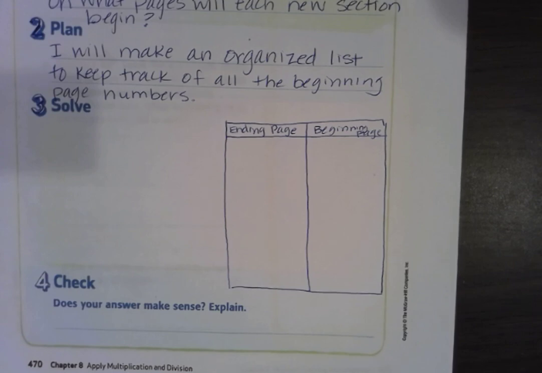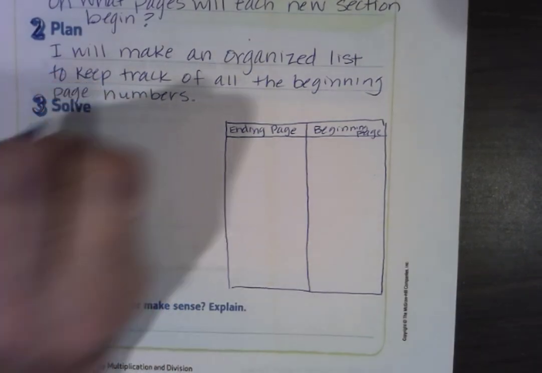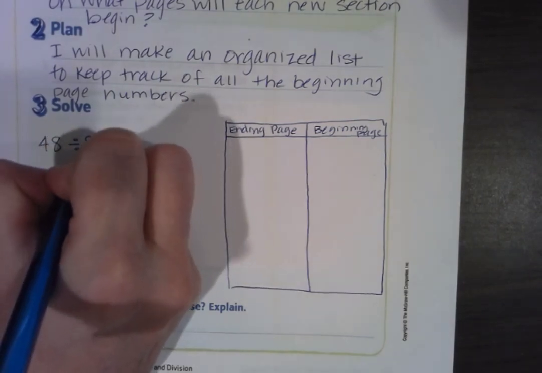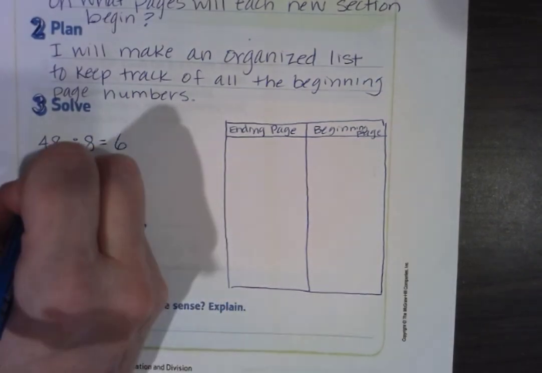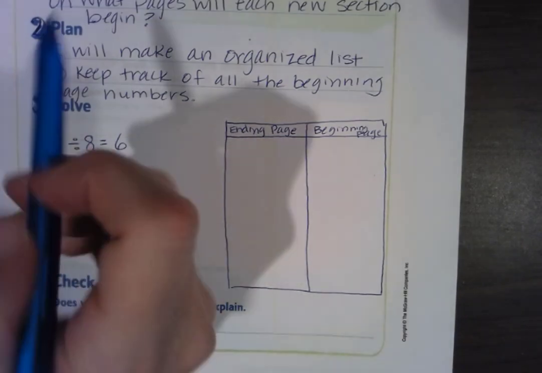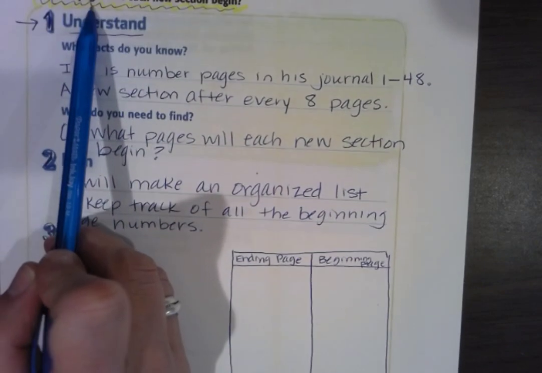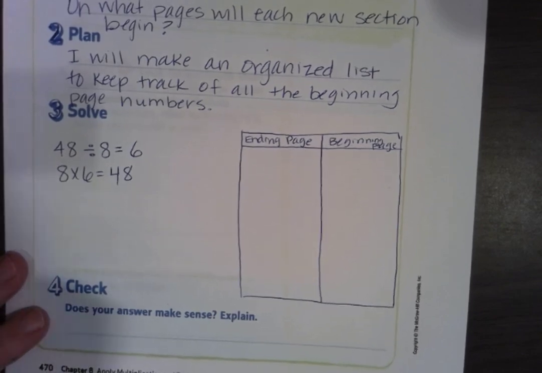Now, I need to think. There are 48 pages, correct? And each section has 8 pages. So I need to think of, what is 48 divided by 8? Good. It's 6, because 8 times 6 equals 48. So I'm going to have 6 sections, but that's not what it's asking us. It's asking us what pages will each new section start on. So we know there's going to be 6 sections, but we don't know the page numbers yet.